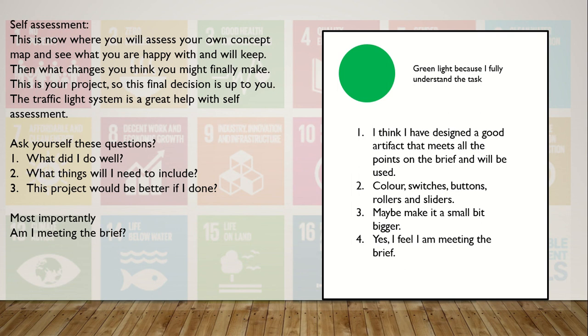Then I had my self-assessment. Self-assessment means that I'm going to review my actual project before I go into making it. We had a traffic light system, so we had green, amber and red. I put up green because I knew what I was doing and understood what I was at, and then I answered the questions. What I did well, what things I need to include, and this project would be better if I'd done something. And then the last question, am I meeting the brief? And at that time I was meeting the brief with my project.